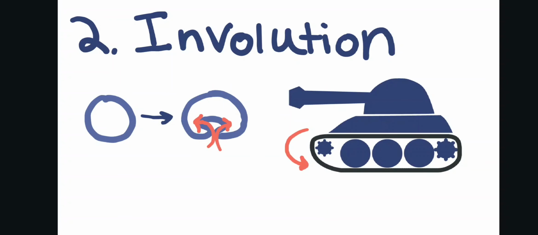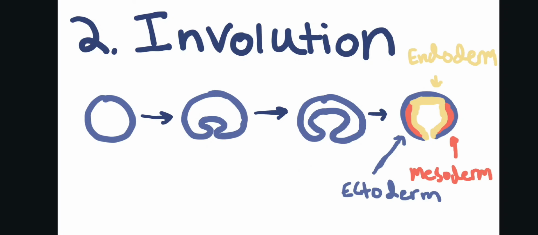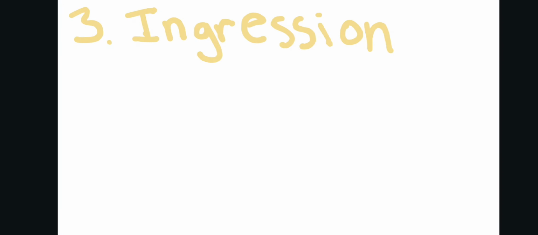And this type of cell movement will continue to form the pocket, which will get larger. And here we are using an example of amphibian gastrulation, and in that case, this involution will lead to the differentiation of the 3 germ layers, the endoderm, the mesoderm, and the ectoderm. So next we're going to cover ingression.